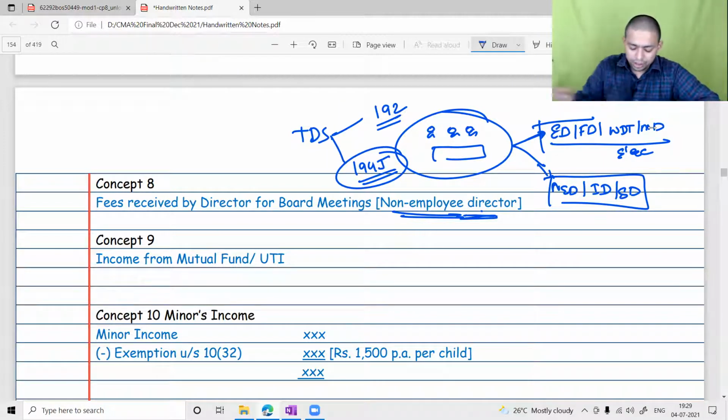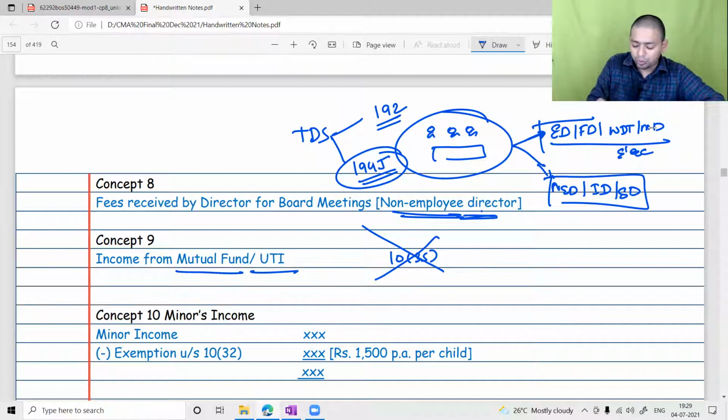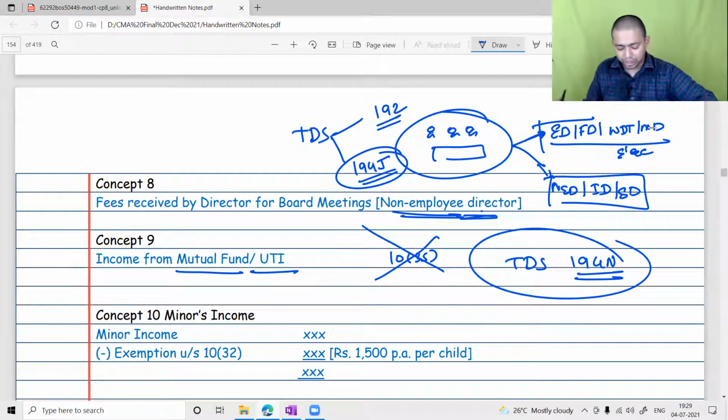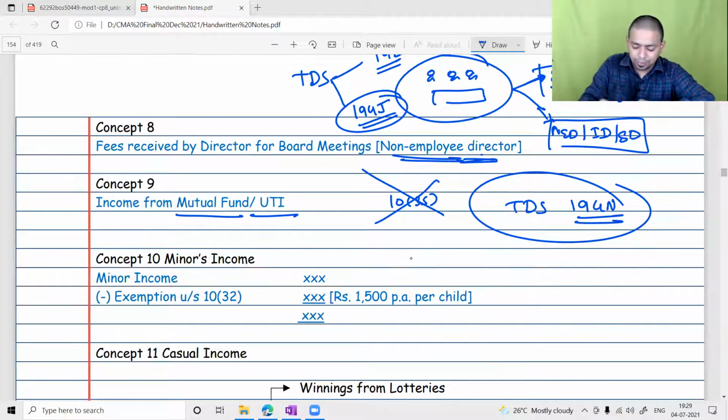Okay. Income from mutual fund or UTI. My dear friends, income from mutual fund or UTI was earlier exempted under section 10(35). Now the exemption is deleted. Therefore, income from mutual fund or UTI is fully taxable. And because it is fully taxable, you should also link the TDS provision 194N. Before giving income in your hand, TDS will be deducted under 194N. Next chapter, we are going to discuss clubbing of income.